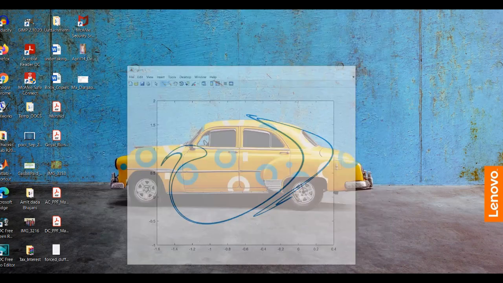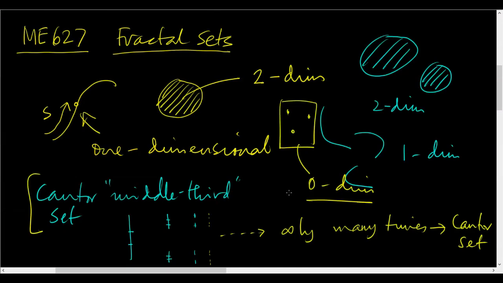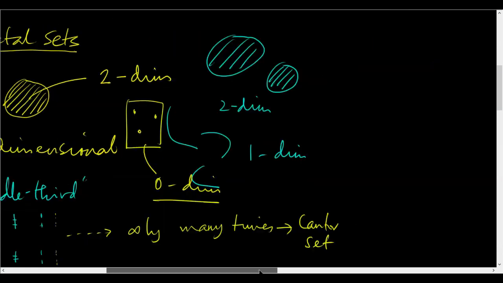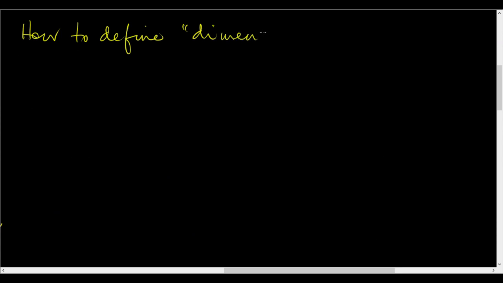That's the question. Okay, so let's come back here. So you can see that this Cantor set is a reasonable thing to think about when we are thinking of such complicated sets. So how do we define dimension for such a set?